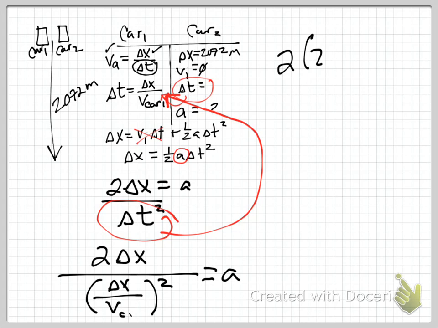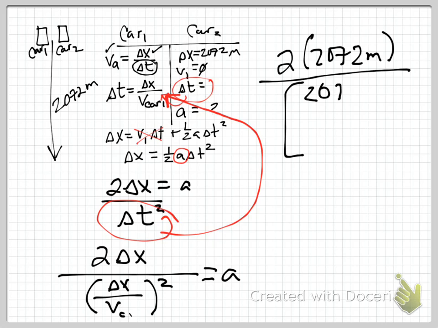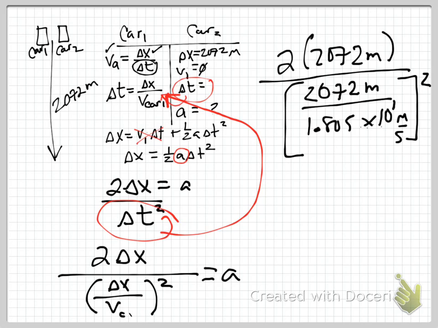So 2 times 2072 meters divided by, and I'm going to do brackets here, 2072 meters over, and I did the conversion to meters per second for the velocity of car 1, and it's 1.805 on and on and on times 10 to the first meters per second. That whole quantity squared gives us the acceleration that we need for the first car.